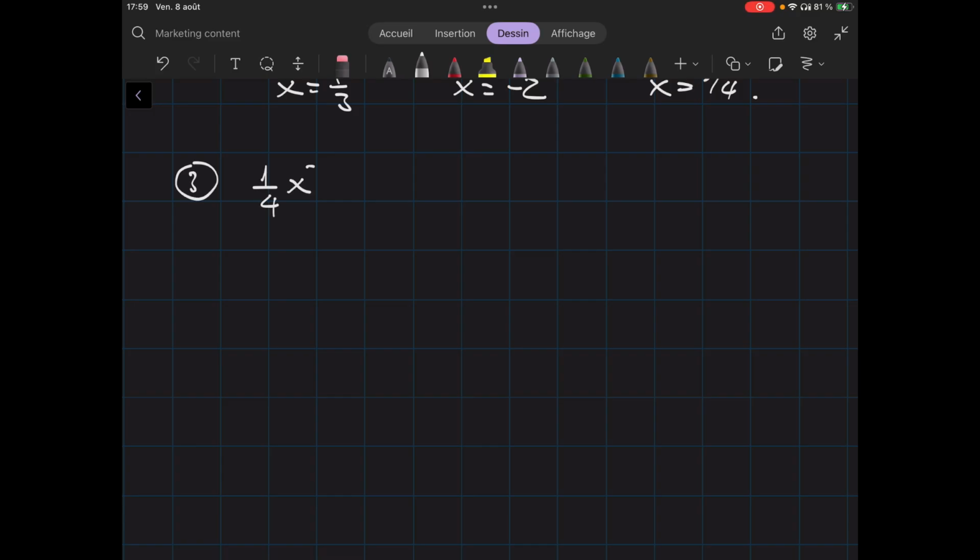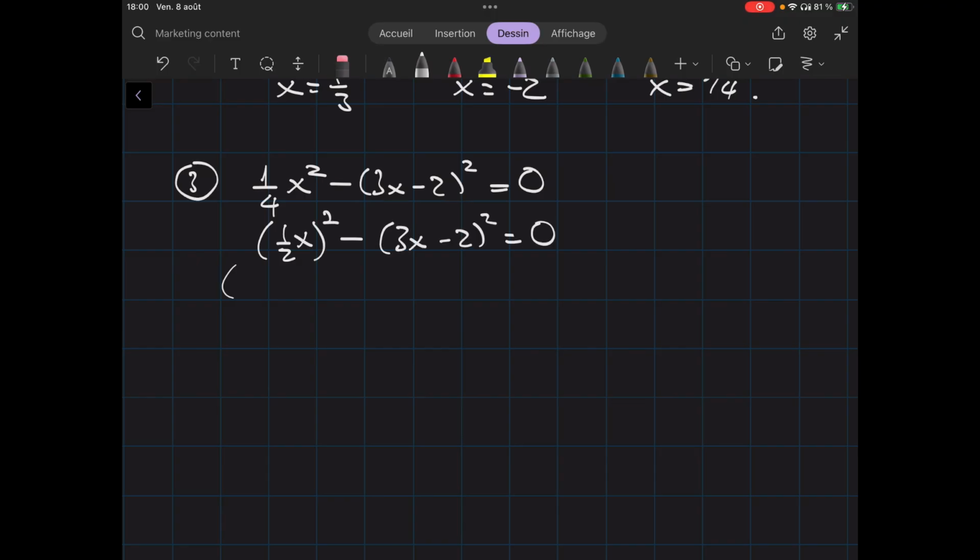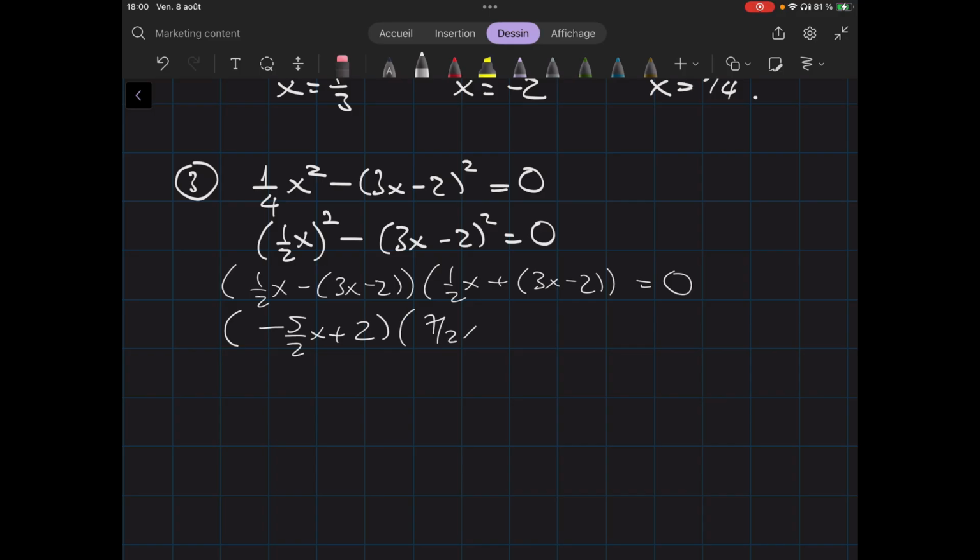Question 3. 1 by 4 x squared minus (3x minus 2) squared is equal to 0. The simplest foolproof way is to use the difference of squares. A quarter of x squared is actually (1 over 2 x) squared. A squared minus b squared is a minus b times a plus b. So negative 5 by 2 x plus 2, 7 by 2 x minus 2.